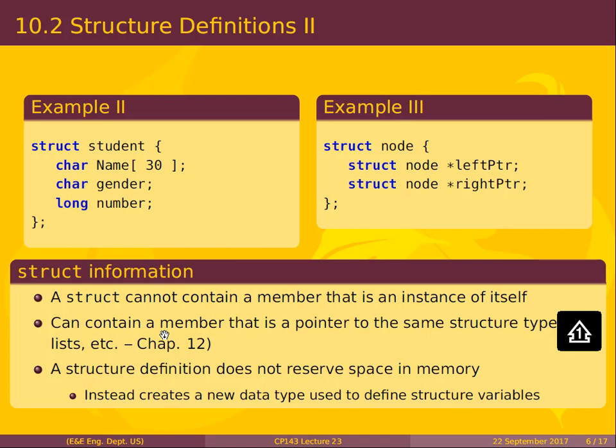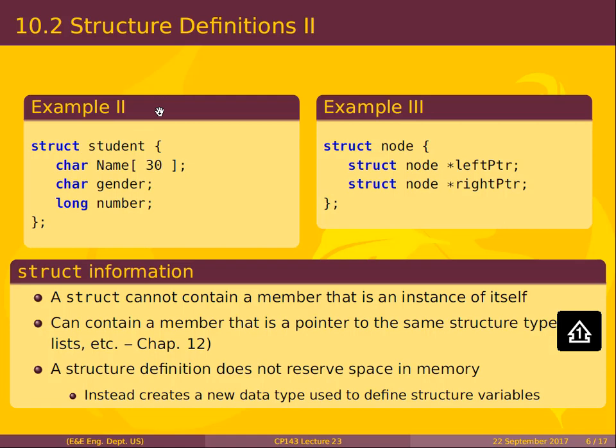A struct cannot contain a member that is an instance of itself. Obviously the struct can't reference itself within itself. That concept is not allowed. But it can contain a member that is a pointer to the same structure type. We're going to look at that in linked lists in chapter 12, a couple of lessons from now.